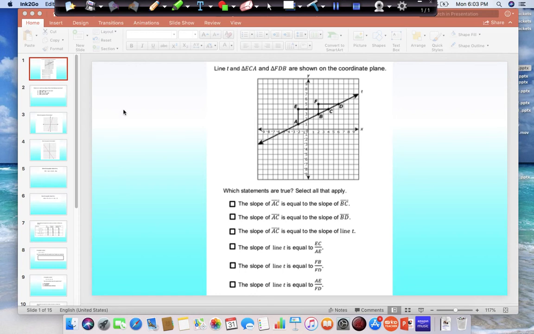Ahead and get started today. We're doing FSA Practice Packet 3. Okay, so the first question says, which statements are true?